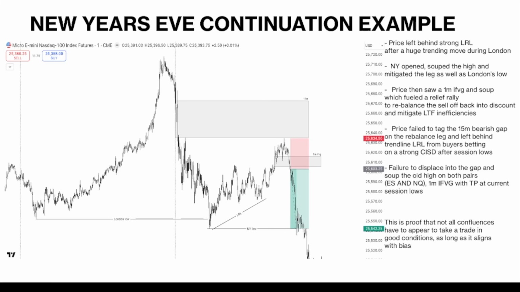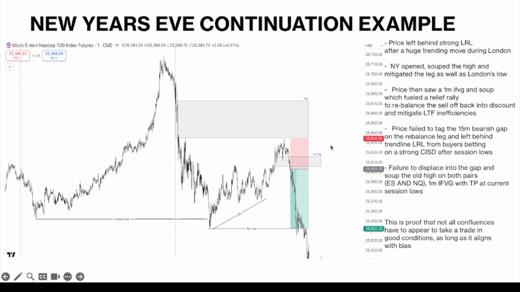Right, so as we mentioned on the last slide there, here is an example of what we were talking about, where not every confluence will have to align. So this was actually on New Year's Eve. This was a continuation trade example. As you can see here again, pretty textbook. London rallied up here. We had all this low resistance liquidity building up. Souped the high. New York came in, completely disrespected all of that, ended up making New York slow. And then we saw a rebalance of over 50% of this sell side leg here.